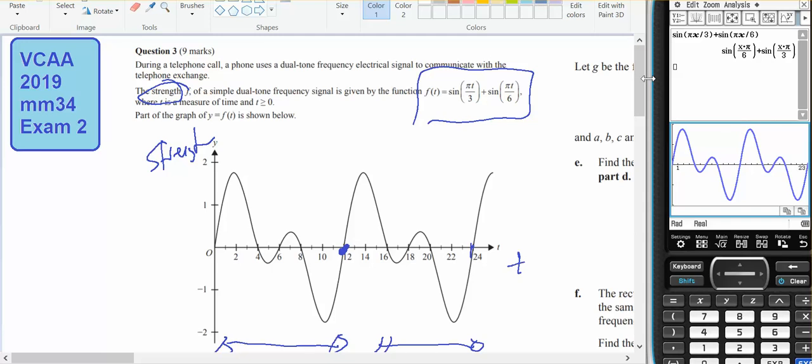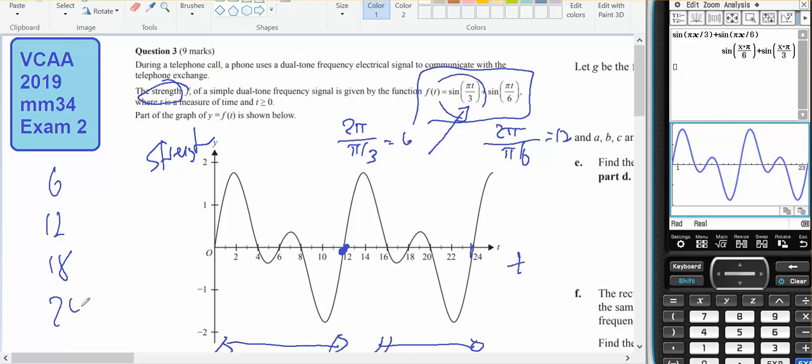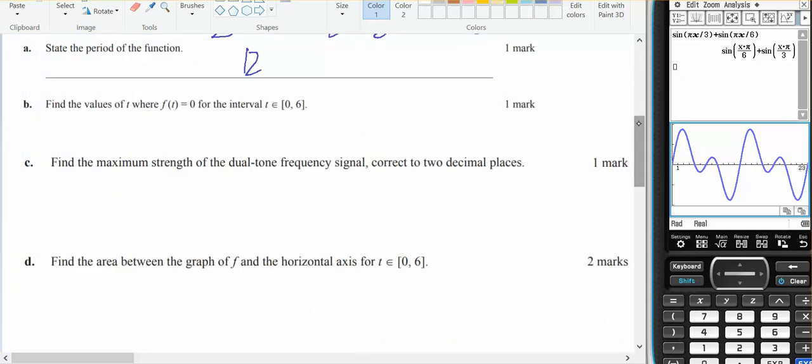The other way that I can find the period is the period of this one is 2 pi divided by pi on 3, which is 6. And this one is 2 pi divided by pi on 6, which is 12, which means that this will have cycles every 6, 12, 18, 24. This one will have cycles every 12, 24, 36. And you can see that 12 is the overlap of each of them completing a complete cycle. So 12.